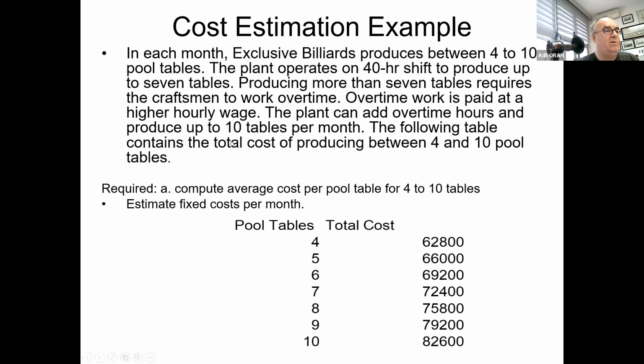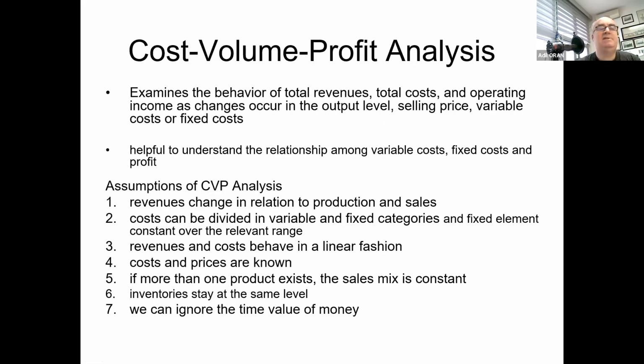So the following table contains the total costs, fixed, variable, overtime, everything, to produce between 4 and 10 tables. So if we have the number of tables being produced, and this is the cost, can we estimate the actual relationship? With some assumptions, yes, we can. In a cost volume profit analysis, we want to determine how much the total revenues are, how much fixed and variable costs we have, and together, using either graphical solutions or some type of formulas or equations, determine how much profit the company would be making.